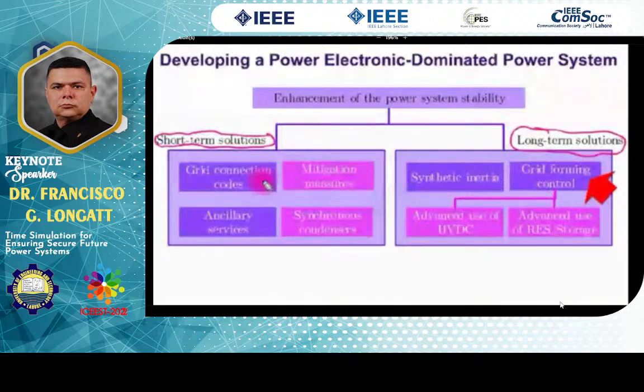IEEE has created many standards, and this standard, for instance, the 1547, has evolved over time. Starting in 2014, 2015, around those years, this standard has evolved until right now we have the smart inverter. The smart inverter is a power converter that now can provide functionalities to be friendly to the grid.